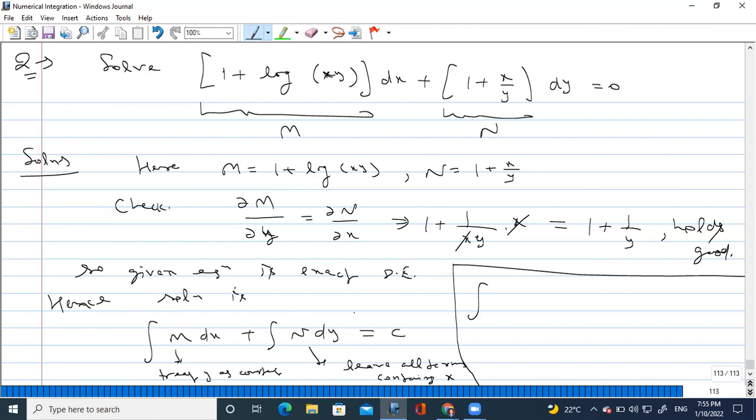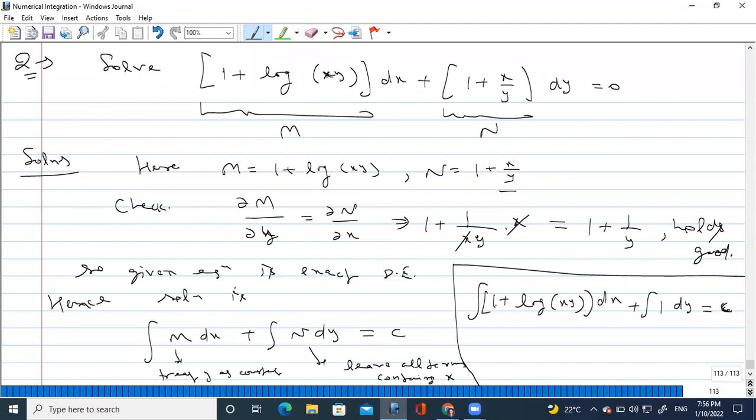So integral m dx. M is what? 1 plus log xy dx, plus integral n dy. N is what? This one. Here the term containing x, this x upon y, you have to leave it. So what is left? Only 1 is left. So 1 dy is equal to c.